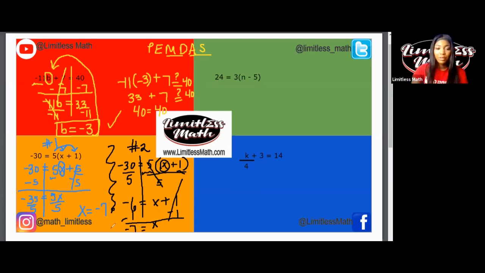We can substitute the negative 7 in. I don't have a lot of room, so we're going to do a lot of this mentally. Negative 7 plus 1, you know that will turn into a negative 6. So we rewrite that as a big negative 6. 5 times negative 6 is negative 30. So it is correct. 2 different ways to solve that problem. Let's keep going on to question 3 in the red grid.